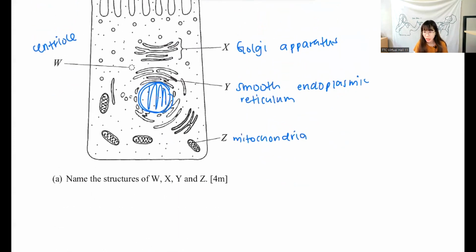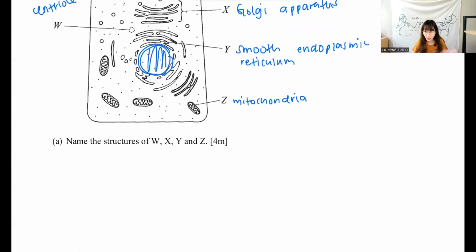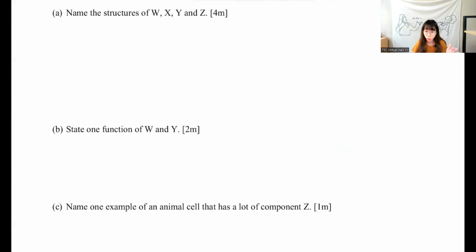W is a centriole. What does a centriole form? They will form a lot of lines, right? What do you call the lines? The lines are known as spindle fibers, correct? Why do they need to form spindle fibers? Because they want to carry out cell division. Cell division means 1 to 2, 2 to 4, right?